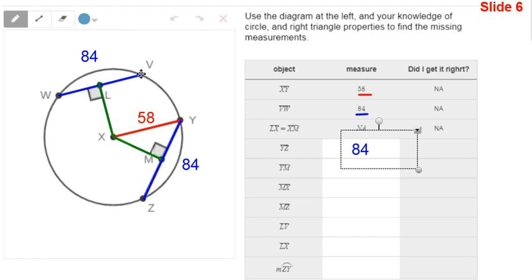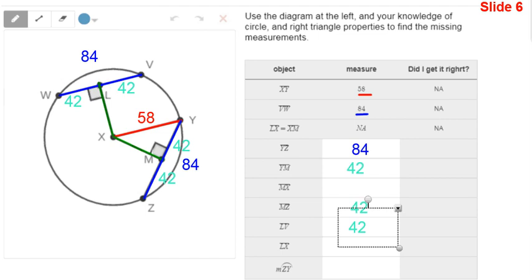Since our two chords are congruent, and we also have a radius perpendicular to that chord, the same thing would be happening over here. It would be bisected. So this piece would be half of the chord, and this piece would be half of the chord. Well, half of 84 ends up being 42. So we now know 4 of our lengths in our table. We know the length of YM, we know MZ, we know WL, and we know LV.